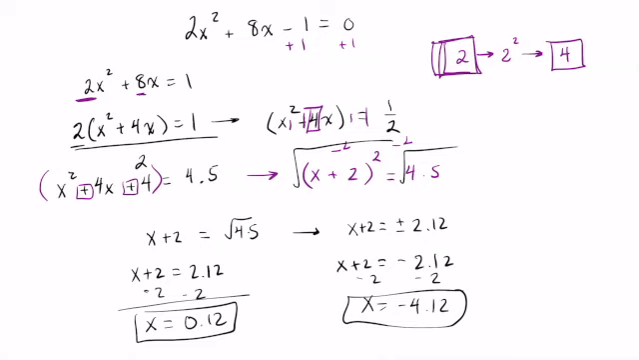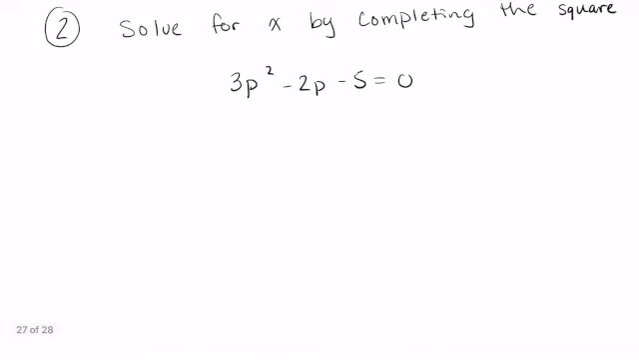Very easy. So again, let's do another example here. And for this particular problem, what I'm going to do is the same thing. I'm going to add 5 to both sides. That's going to give me 3p squared minus 2p equals 5. I'm going to factor out 3.